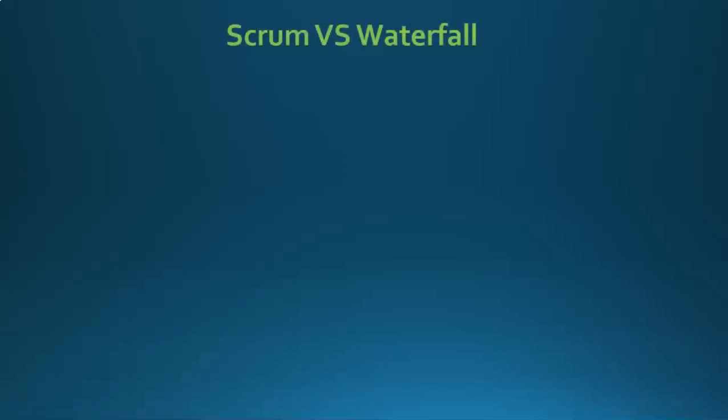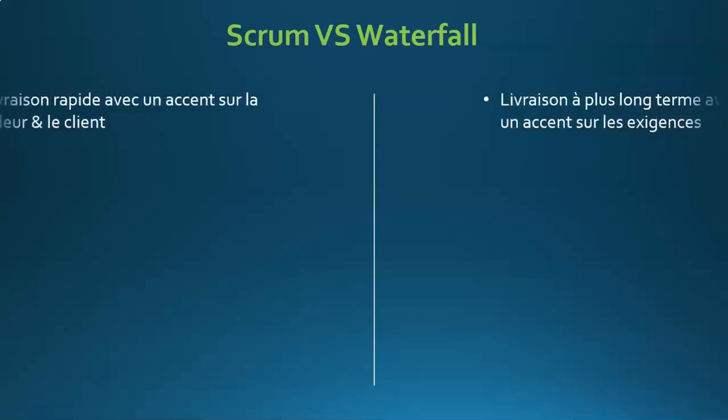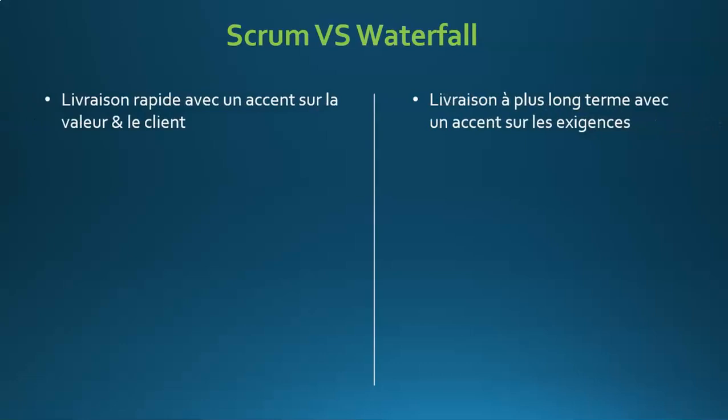Next, we will discuss the difference between Scrum and Waterfall. We will see Scrum as the new method and Waterfall as a traditional method. Keep in mind that both methods will allow you to reach the same goal. The only difference will be in the how. We will see in the first point the fast delivery with a focus on the value and the customer for Scrum, and on the other, the long-term delivery with a focus on the requirements for Waterfall.